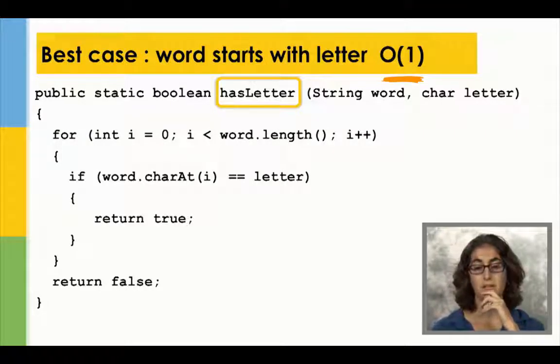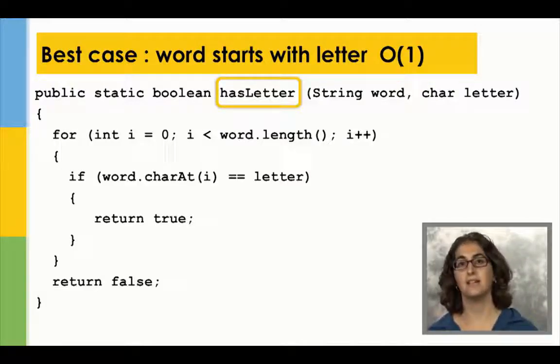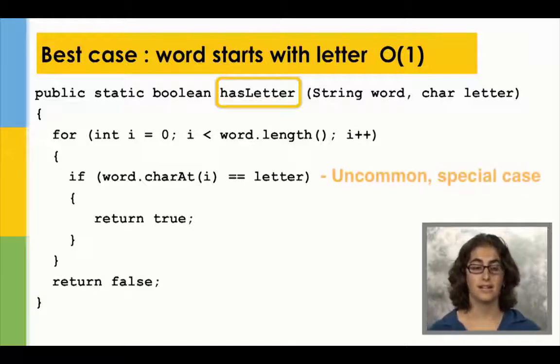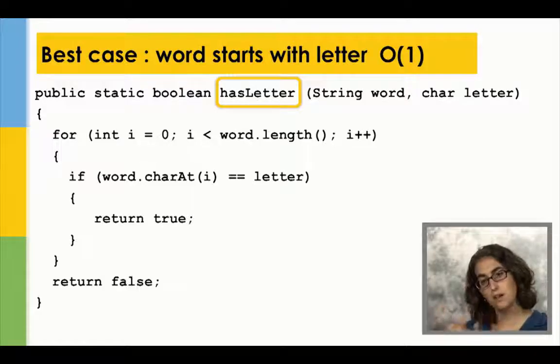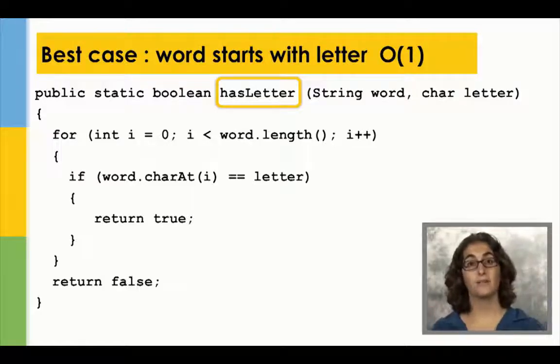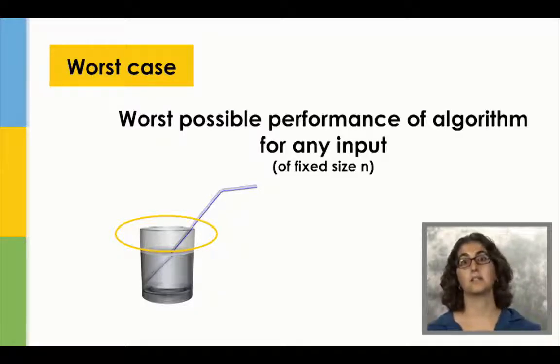Okay. So that's interesting, but most of the time we're not going to be in the best case scenario. Most of the time the word that we care about will not start with the letter that we care about. And so this is just a very small view of how this algorithm behaves. This is one special case. And so on the other hand, we might be pessimists and say, well, I think things are going to be bad. I think my algorithm is going to take forever.